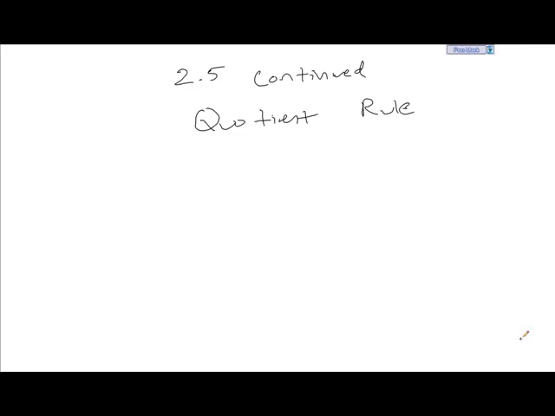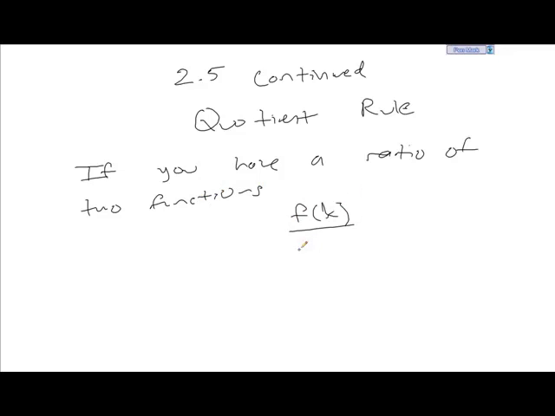In this video, we'll take a look at the quotient rule, which we'll just go ahead and state, then look at a couple of examples and then apply it to a real world situation. So the quotient rule says if you have a ratio or a quotient of two functions, and generically we'll just call those f of x divided by g of x.